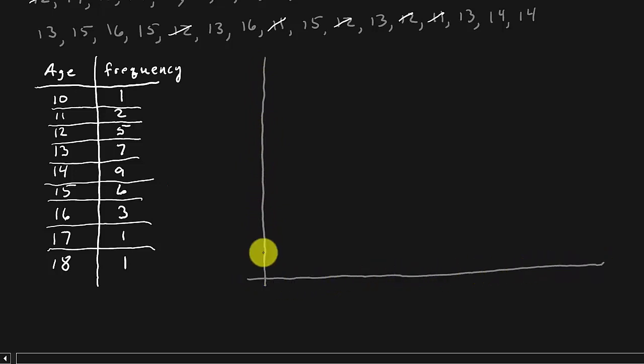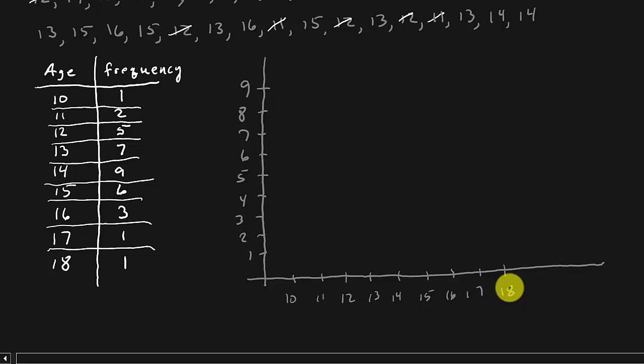That's 1, 2, 3, 4, 5, 6, 7, 8, 9. How did I know to go to 9? Because that's the largest value, that's what I need to go to. And then over here, this horizontal axis, that's going to be 10, 11, 12, 13, 14, 15, 16, 17, and 18.